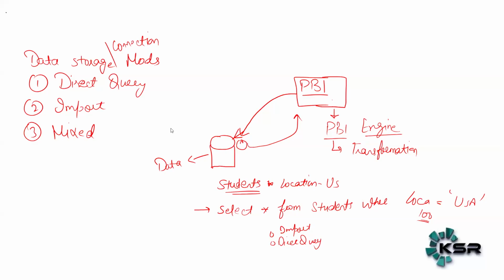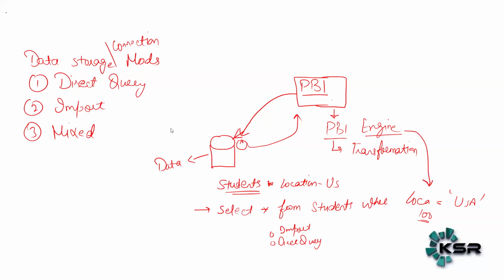Now suppose you click on direct query. In this direct query, these 100 rows will not get copied and saved into the Power BI engine. But there will be a reference created to these 100 rows, and the Power BI engine will refer to that.